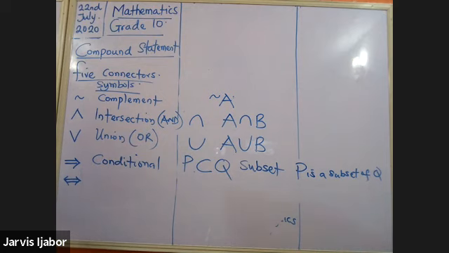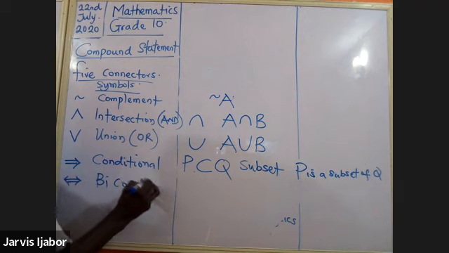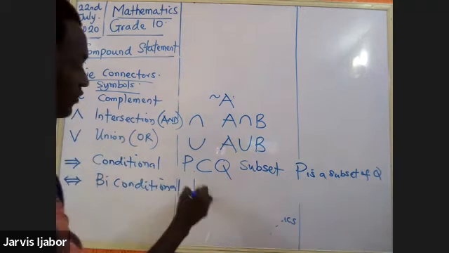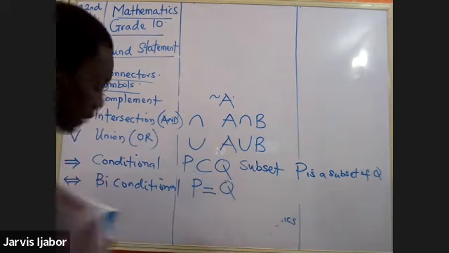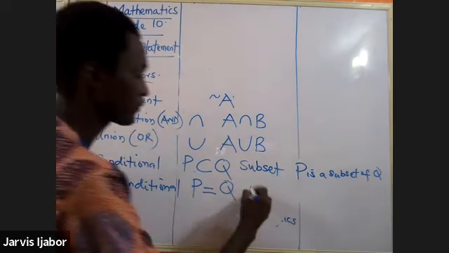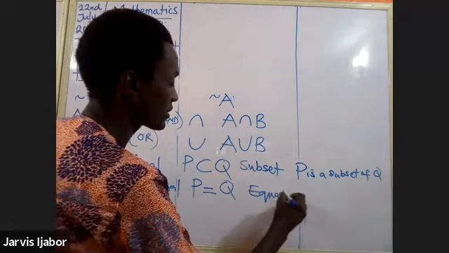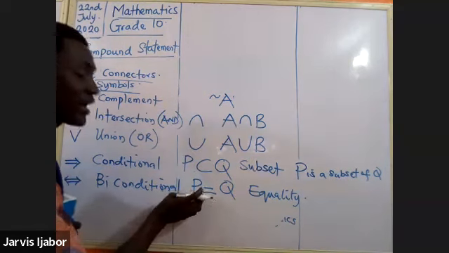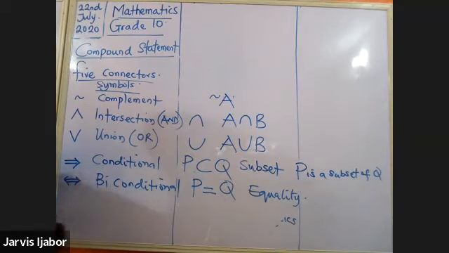Now, the other one is what we call biconditional. There's conditional and there's also what they call biconditional. In biconditional, we have that P is exactly equal to Q, and that is the one they call equality of sets. So it means that everything I have here is exactly what I have in this place too. I hope that is clear. So please, let's take note of all of this as we proceed.